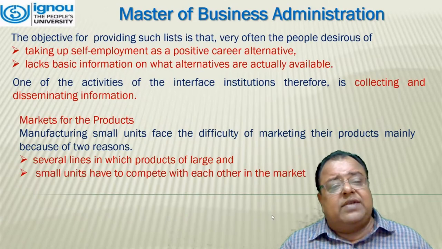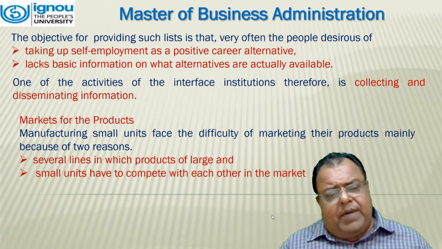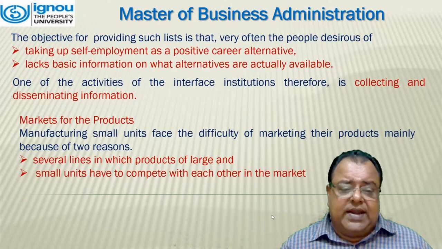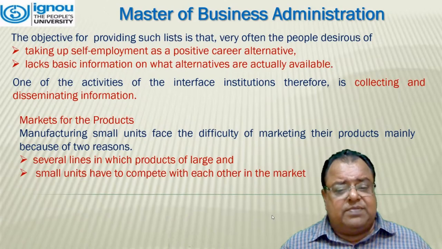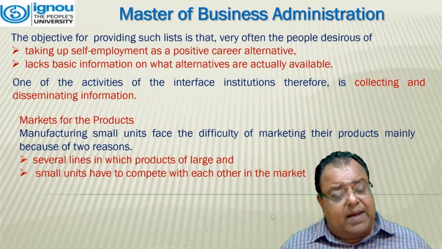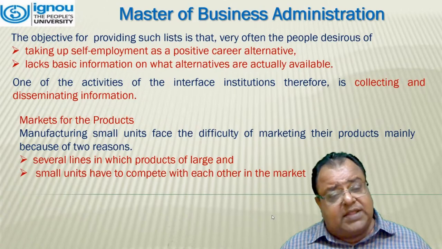Then comes the market for the product. Small manufacturing units face difficulty in marketing their products mainly because of two reasons. That is, in several lines, the products of large and small units have to compete with each other in the market.